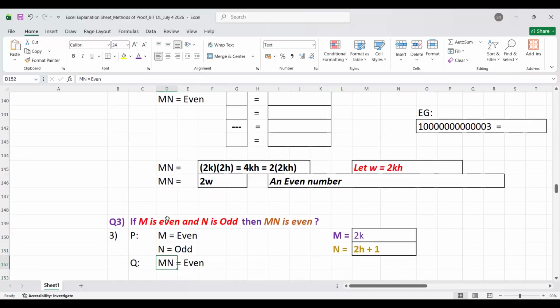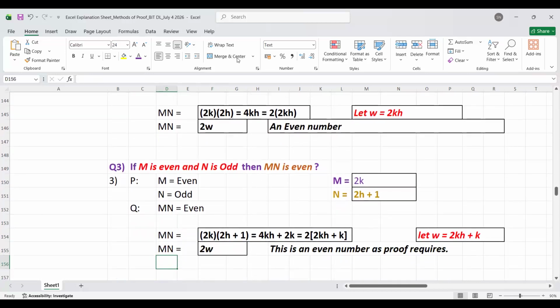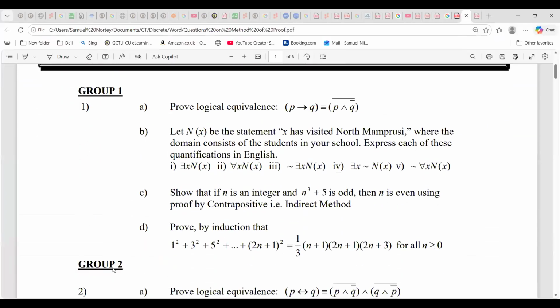Okay. Yes, you can use any method. Now, maybe the way to answer you is for you to look at the questions we're looking at. So, for example, look at group 1. Group 1, your question was show that if n is an integer and n cubed plus 5 is odd. So this is the beginning of your statement.